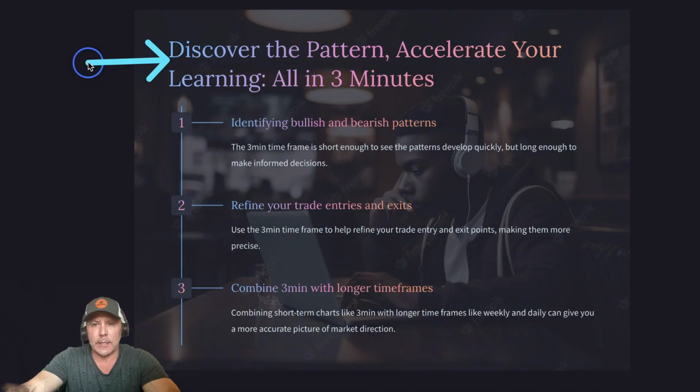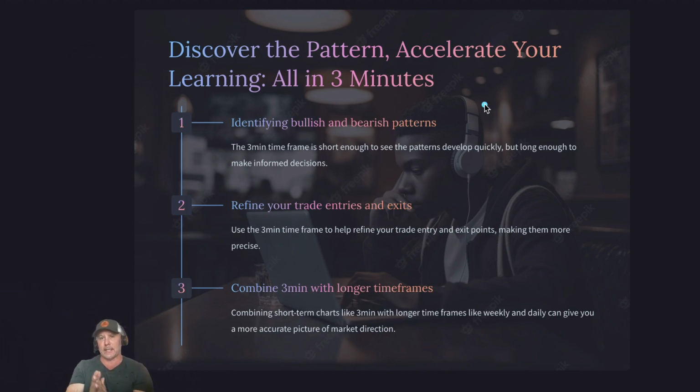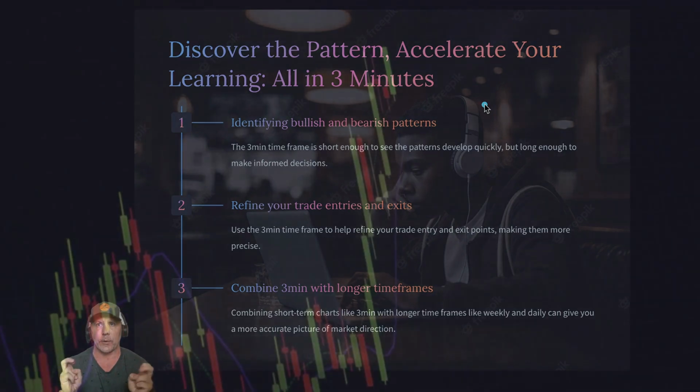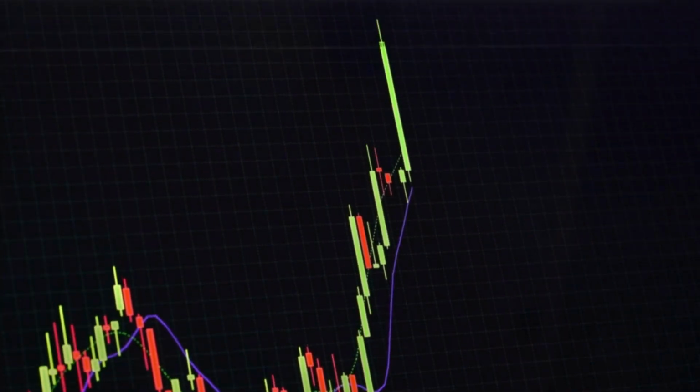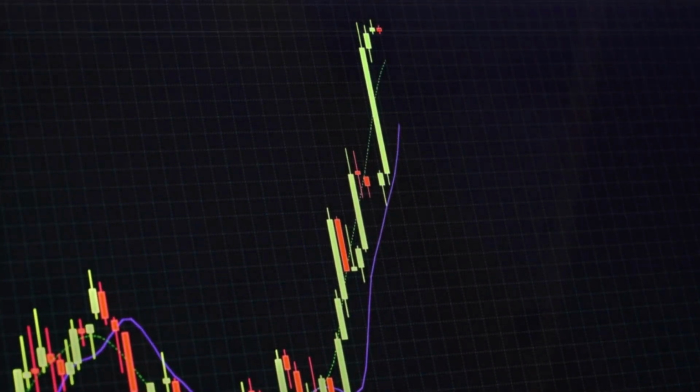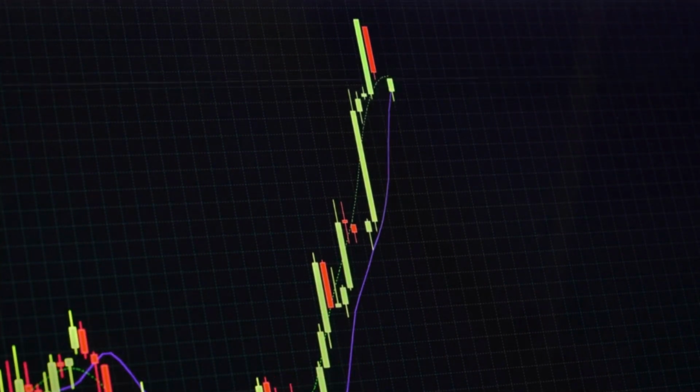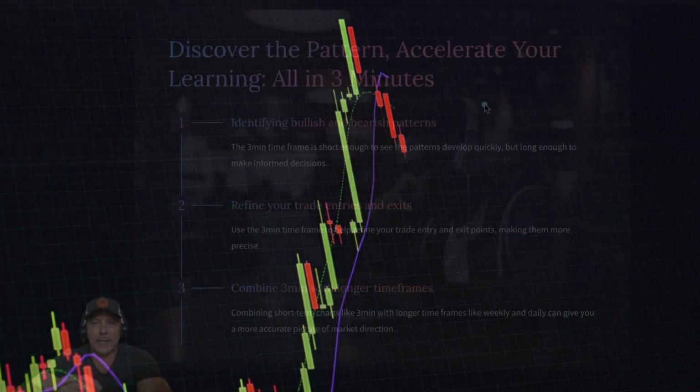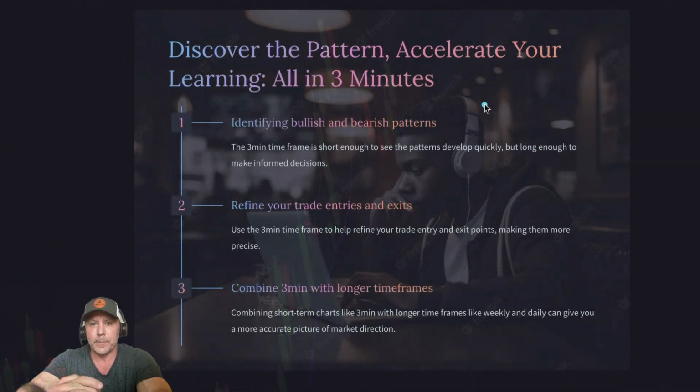Discover the pattern, accelerate your learning, all in 3 minutes. What do I mean by 3 minutes? On the 50 SMA and the 15 EMAs, the patterns, what we're looking for is these crossovers as an example. And if you have a monitor in your house that you can use and set it to a 3-minute time frame, we've been talking about the bigger time frames like the weekly and the 3-day. Well, that's really for trading. But to accelerate your learning curve, it's the 3-minute.